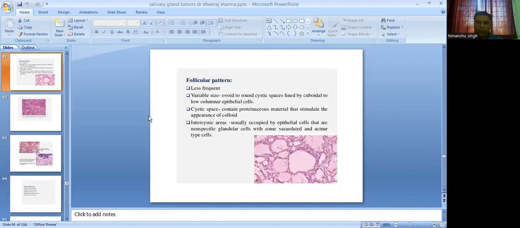Then we have the follicular pattern, which is the less frequent type. It is of variable size, oval to round cystic spaces, which are lined by cuboidal to low columnar epithelial cells. Cystic spaces contain proteinaceous material that may simulate the appearance of colloid. Intercystic areas are usually occupied by non-specific glandular cells with some vacuolated and acinar type of cells.